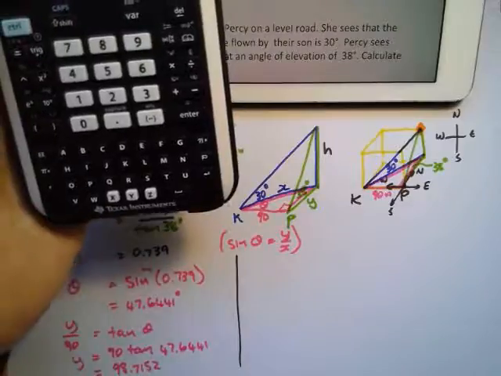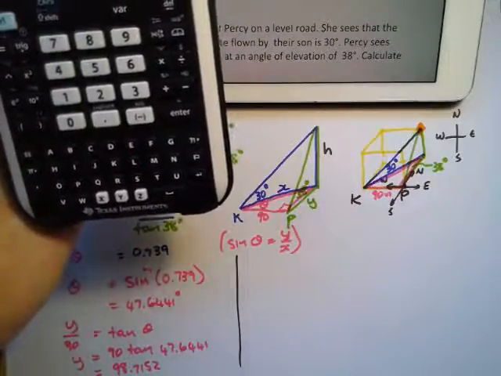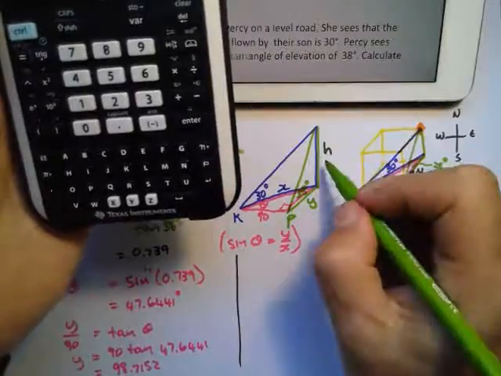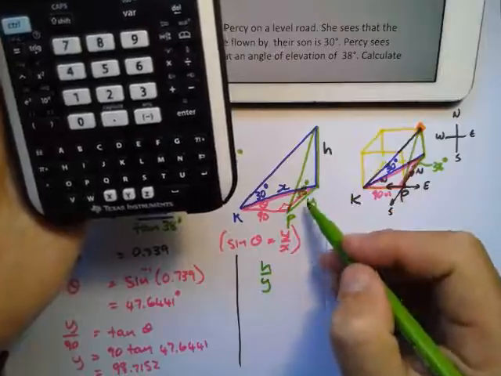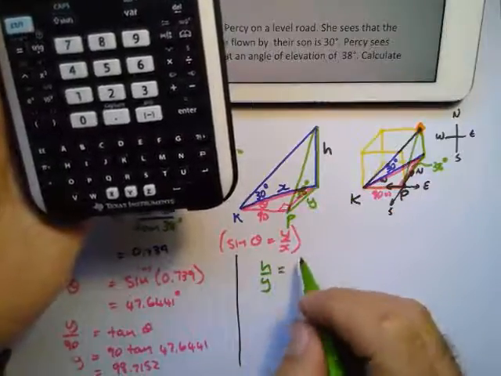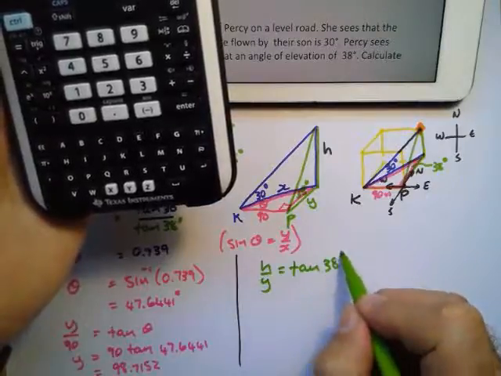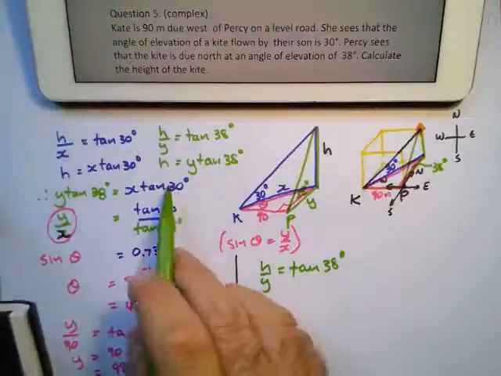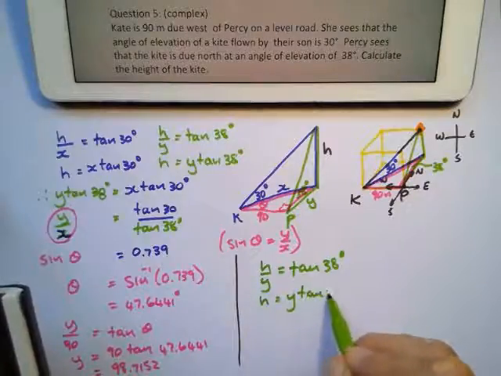Now I have y. If I have y and I have an angle, I can find h. I'm going to say that h over y, opposite over adjacent, equals the tangent of 38. I already had it here. Therefore, h equals y times the tangent of 38.